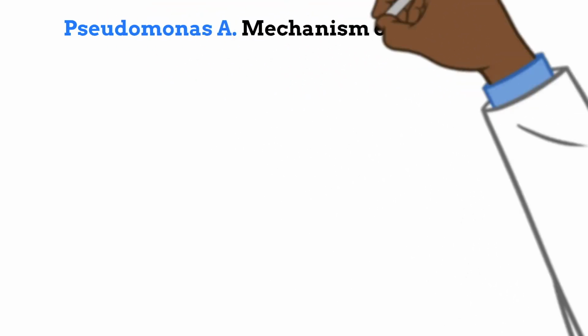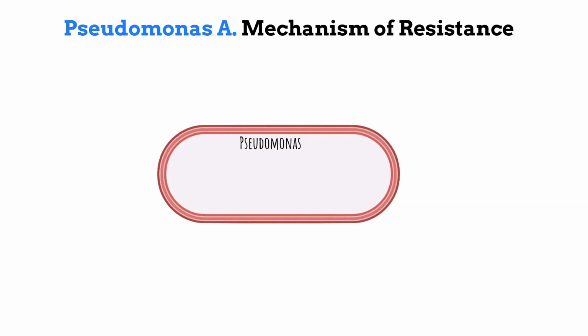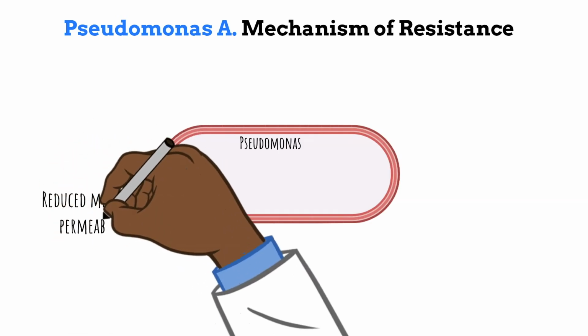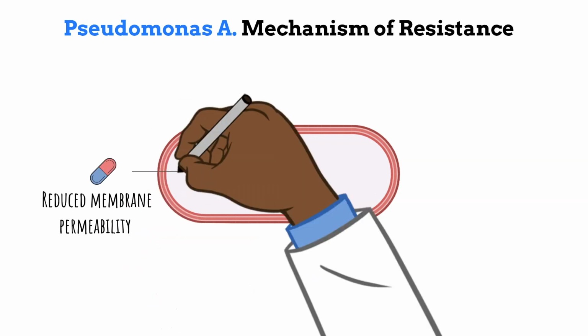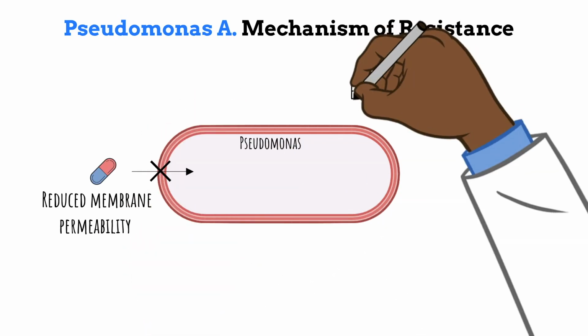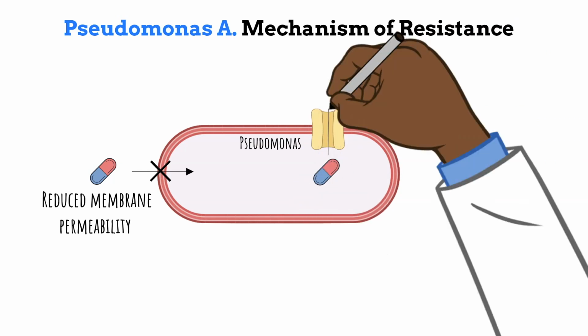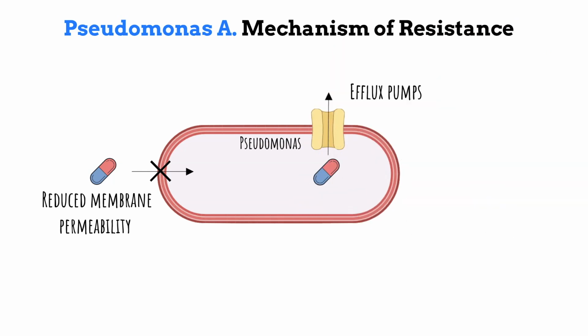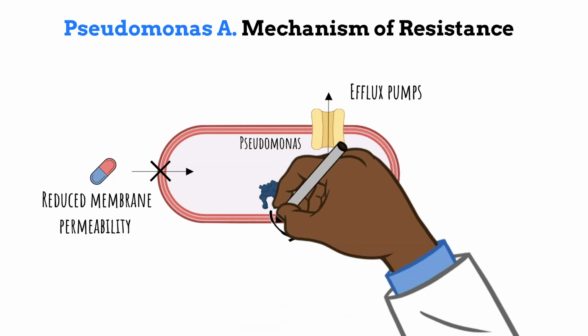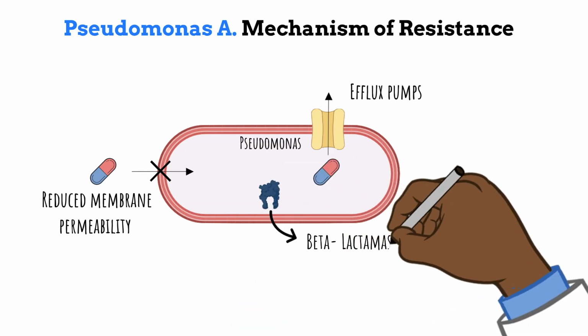Now, Pseudomonas also has a few tricks to prevent antibiotics from working against it. One is restriction in the outer membrane permeability. This will prevent drugs from crossing into the bacteria. Next are efflux systems that move the antibiotic that has entered the bacteria outside of the cell. Lastly, they produce beta-lactamases that can inactivate antibiotics.